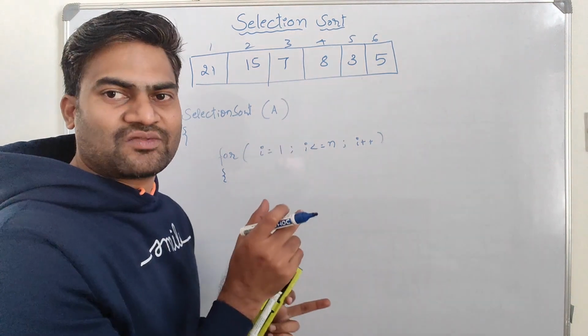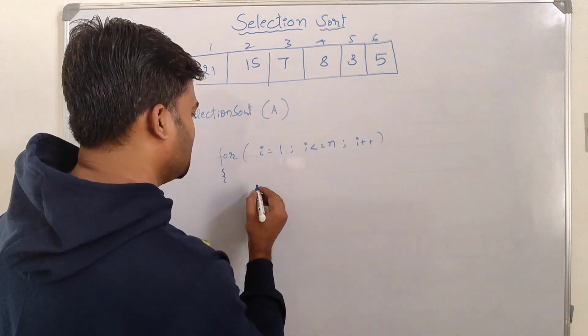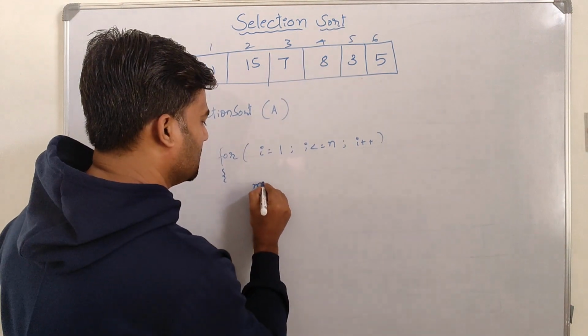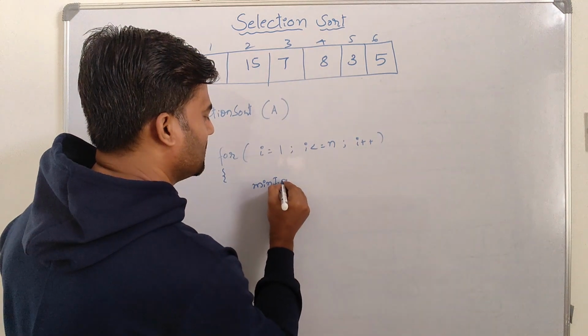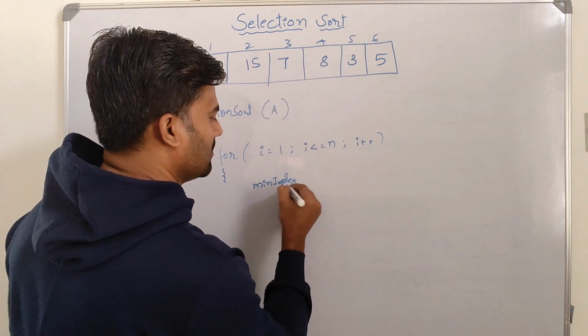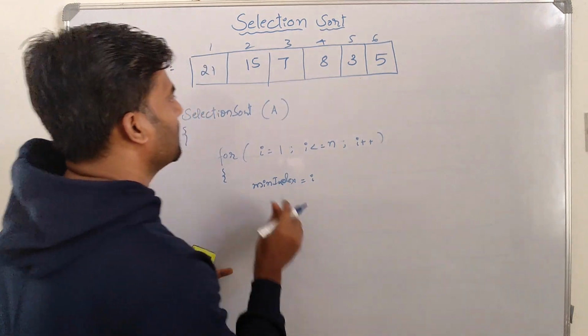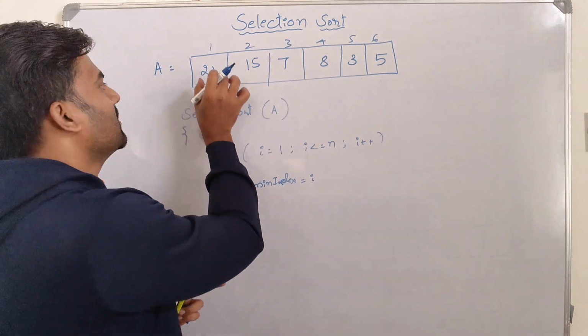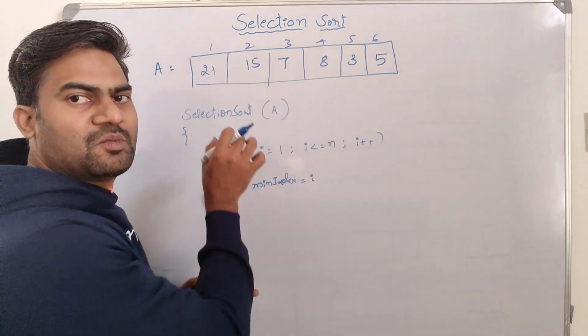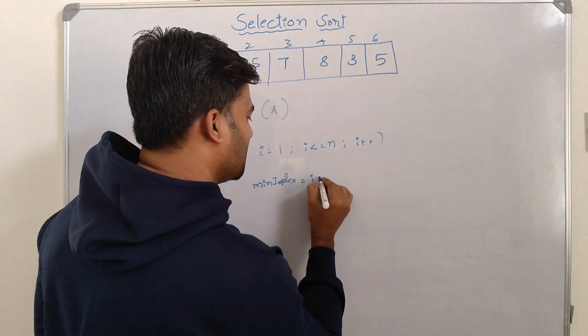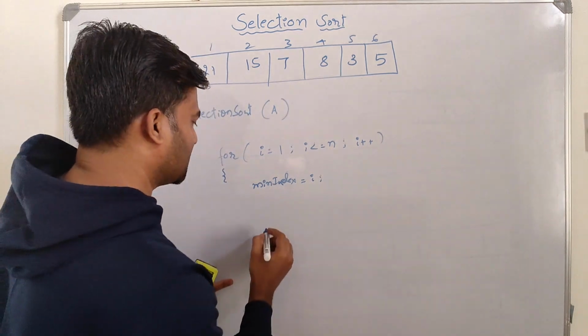Once we start, the next thing we need is a minimum index, because we want to keep track of the minimum index. Minimum index is equal to I, because if I am starting here, I will first consider this as the minimum number. So I will assign I to minimum index.